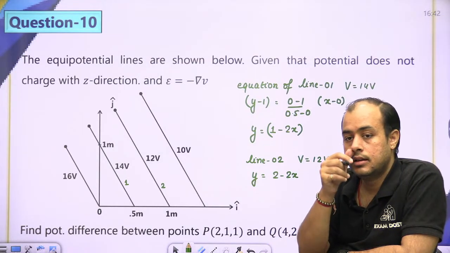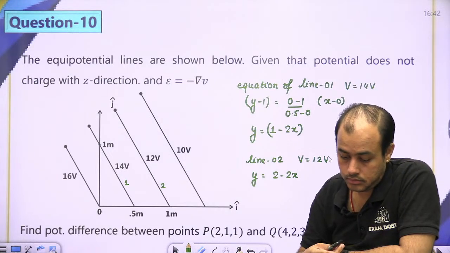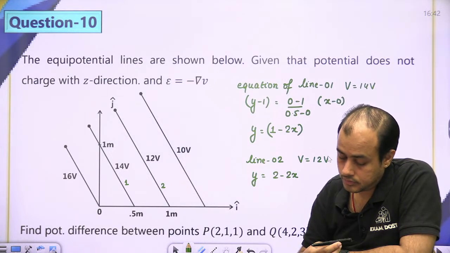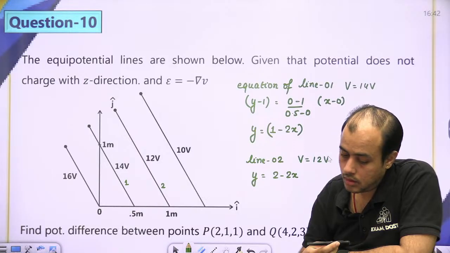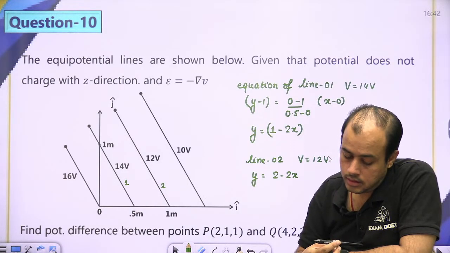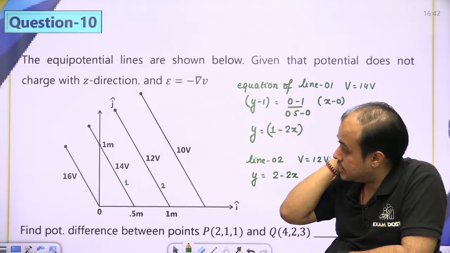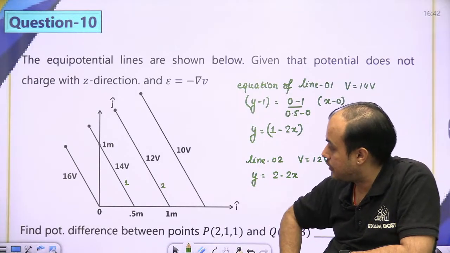Okay. Now electric field is minus gradient of V, but I do not know the potential function. I just know the value of potential on different lines.